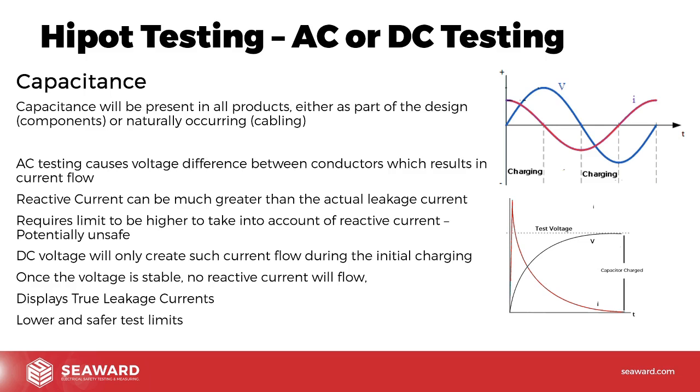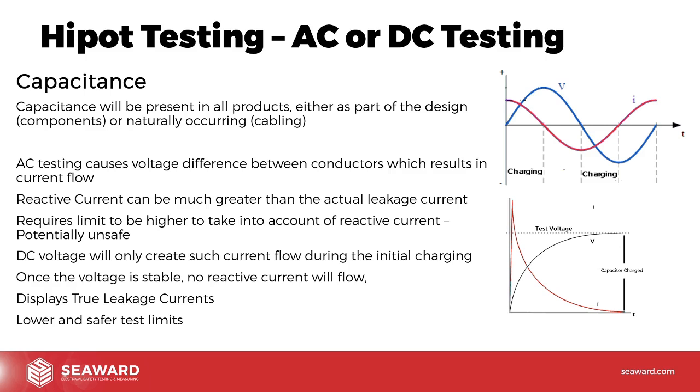So what does that actually mean? Well, firstly, the reactive current flow could be much greater than that of the actual leakage current, and we can't separate the two. So we have to set our limits accordingly to take into account both the real leakage and the reactive leakage. If you have a particularly capacitive type product, things like inverters, for example, can be very tricky at this stage. We're going to push the current up because of the capacitance. By pushing the current up, we're going to have to push our limit up for pass, which also then comes into operator safety. The higher the current we potentially could be exposing our operators to, the bigger the risk of harm.